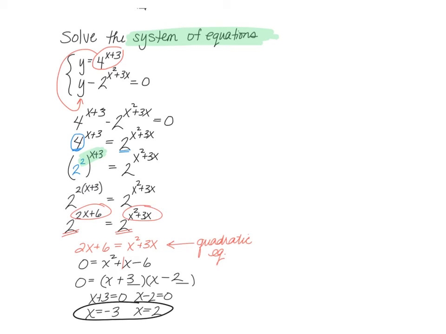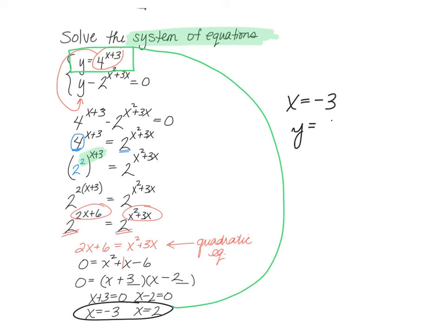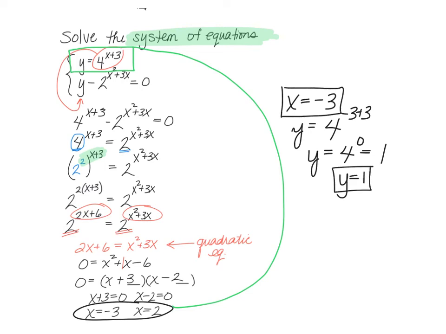So I always just encourage you to plug them back into whichever curve you think is going to be easiest for you. And in this case, I'm going to come back here to the top curve, y equals 4 raised to the x plus 3 power, since it already had y by itself. So let me start with x equals -3. And if I substitute that back in, y equals 4 raised to the -3 plus 3 power. So that's going to be y equals 4 to the 0 power, and 4 to the 0 power will be 1. So when x was equal to -3, y was equal to 1. So we'll write our answer as an ordered pair. So that's the intersection point -3, 1. That will be one of our intersections.